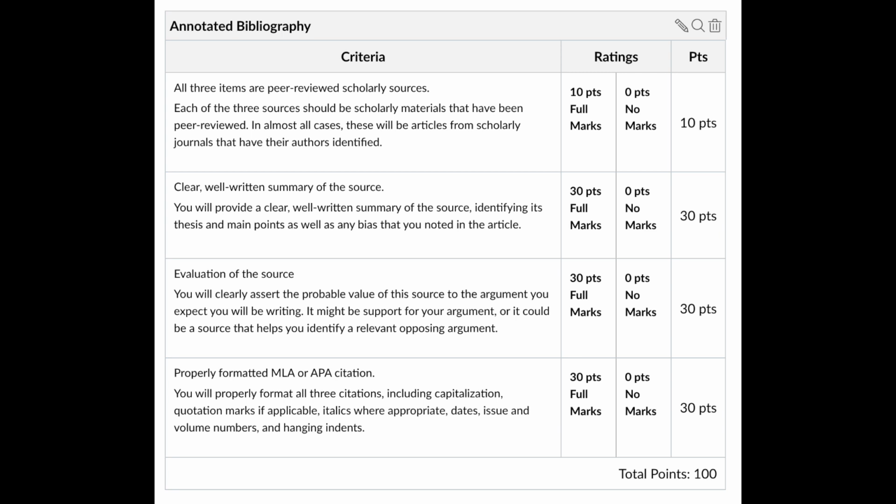And then finally, you're going to evaluate the source. You're going to say just exactly what it does for your argument. And so you look closely at that rubric. That will help you get something like the full 100 points that can be gotten for this annotated bibliography.